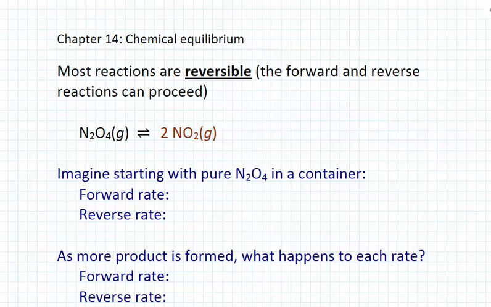Okay? And you can adjust the conditions like concentration and temperature and things like that to adjust how much reactant or product you have in a mixture. So this is an example of one of those reversible reactions. And this one can be tracked because N2O4 is colorless, whereas NO2 is brown.